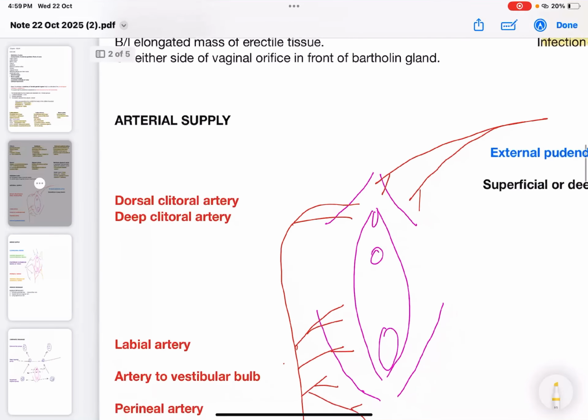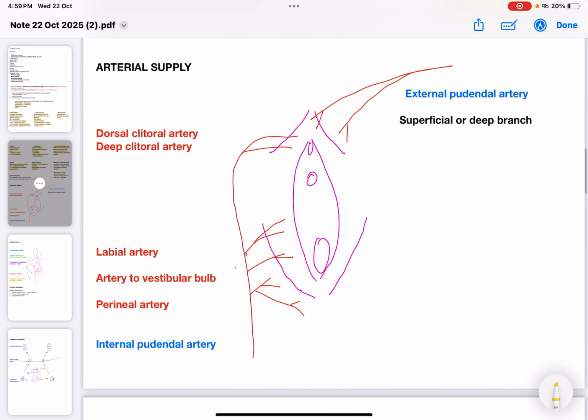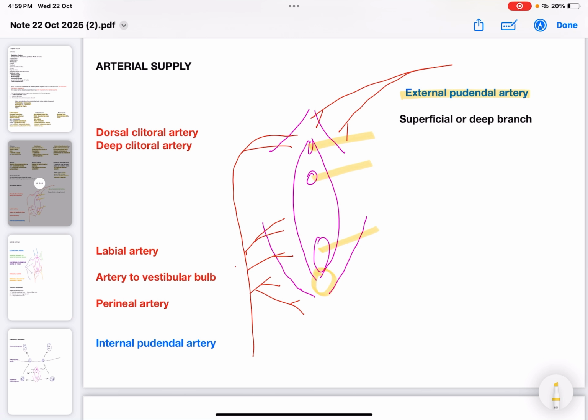Then we will come to arterial supply. So this is the structure here of vulva. Here it is clitoris, it is urethral opening, vaginal opening. It forms frenulum. So we have external pudendal artery which supplies the anterior region of the vulva, and it has superficial and deep branches. Then we have dorsal clitoral artery and deep clitoral artery, which supply mainly the clitoral region. Then we have labial artery to the vestibular bulb, or perineal artery, and these all are branches of internal pudendal artery.